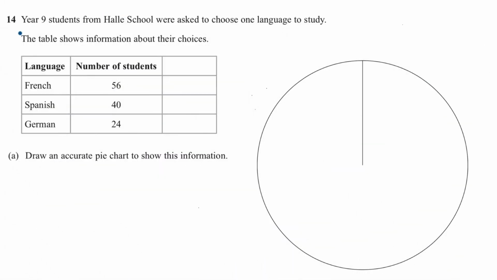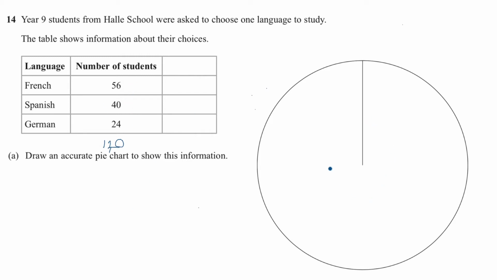14. Year 9 students from Halle School were asked to choose one language to study. The table shows information about their choices. Draw an accurate pie chart to show this information. Well, the first job is always to find out the total number of students. So let's add those up. If we go down the units column here, 6 add 0 add 4 is 10. So we'll put a 0 in there. And the tens column, 5 add 4 plus that 1 is 10, plus 2 makes 12. So we've actually got 120 students.